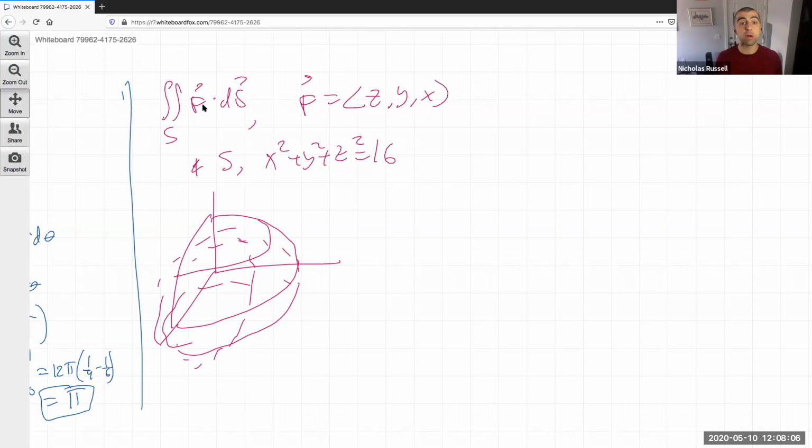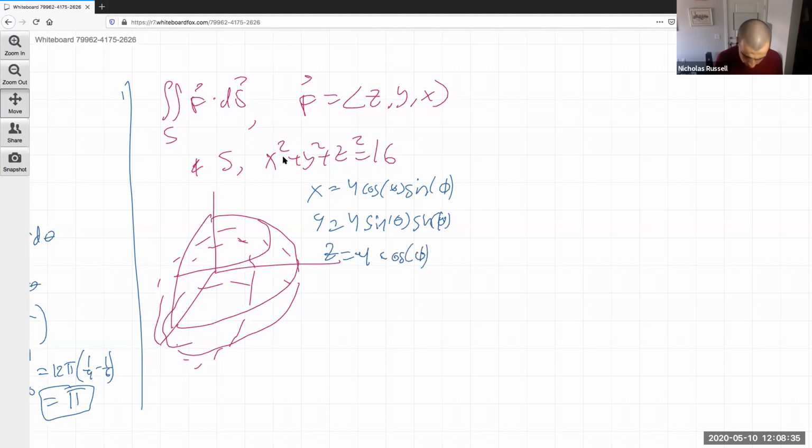If I want to go through the parameterization process, the best way to explain this surface is probably using spherical coordinates, right? It definitely is. You would let x be equal to 4 cosine of theta sine of phi. You would let y be equal to 4 sine of theta sine of phi, and then let z be equal to 4 cosine of phi.